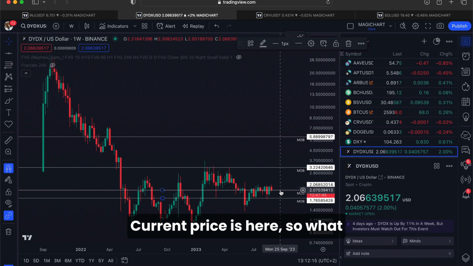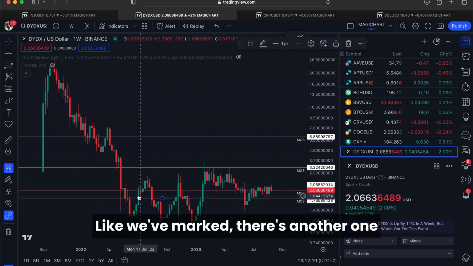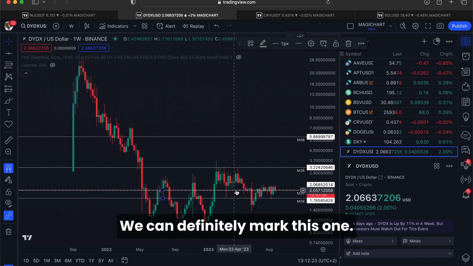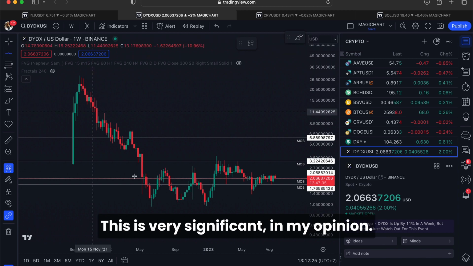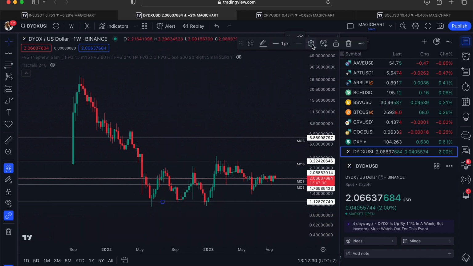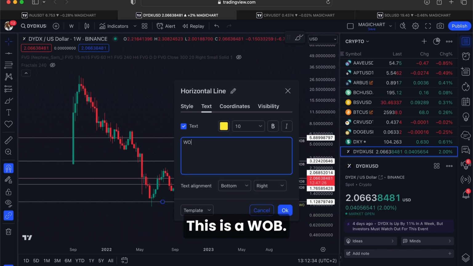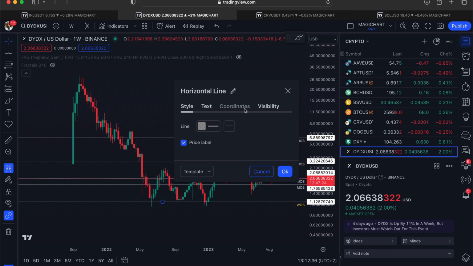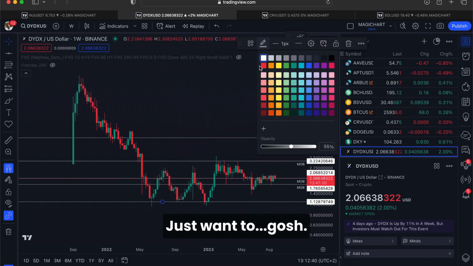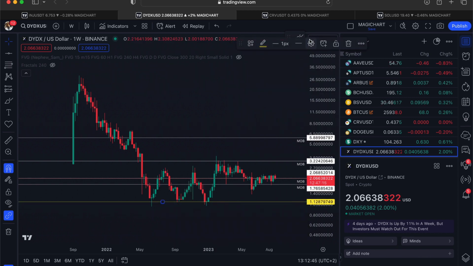Current price is here, so what is the significance? That order block is very important, like we've marked. There's another one there. We can definitely mark this one. This is very significant in my opinion. I'm just going to change the color again so it's easy to read. This is a weekly order block. Apologies on that.